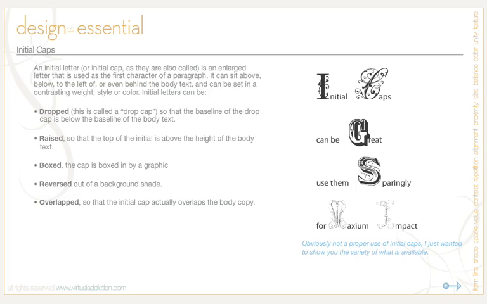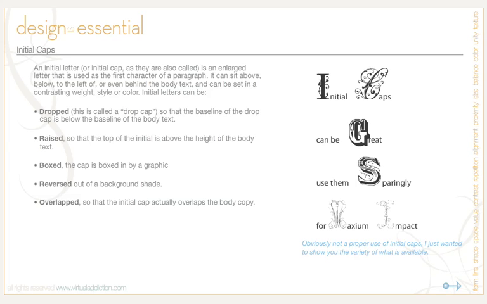If the initial cap is the first letter of a word, instead of a single letter word such as A or I, make sure you set the rest of the word close enough to the initial cap so that the eye reads it as one single word. Don't have the initial cap so far away that the rest of the text looks like it's a separate word.